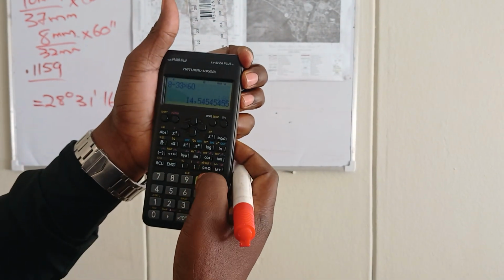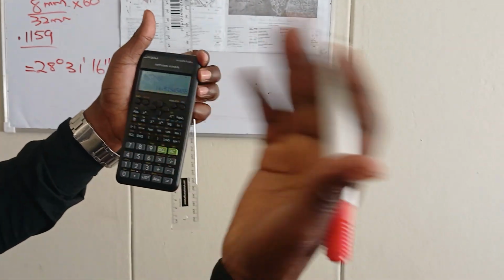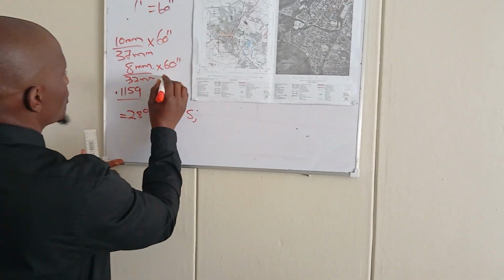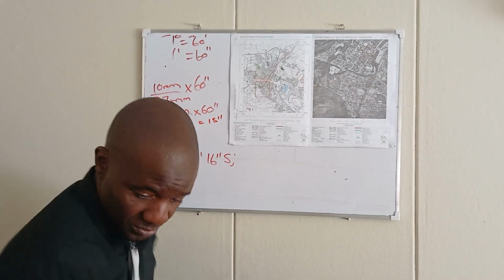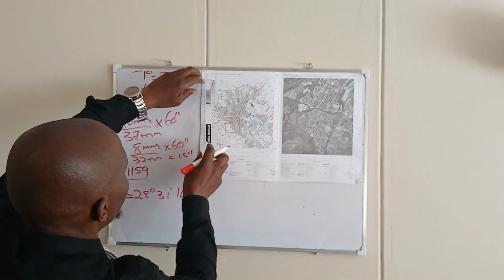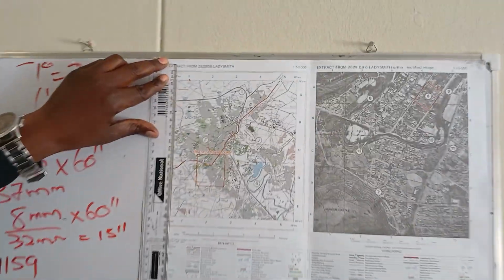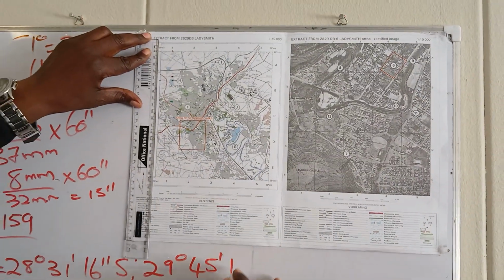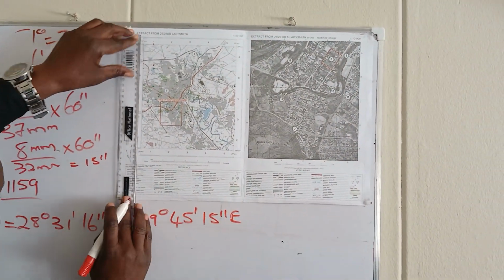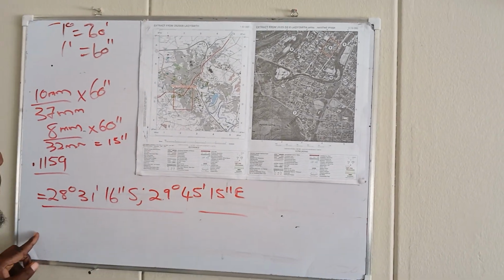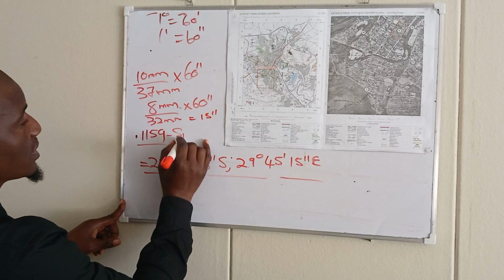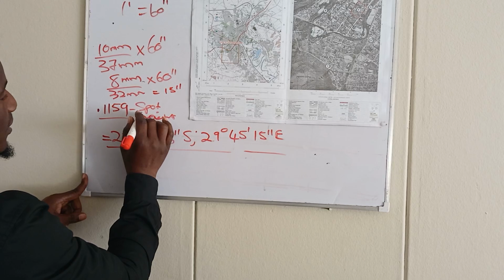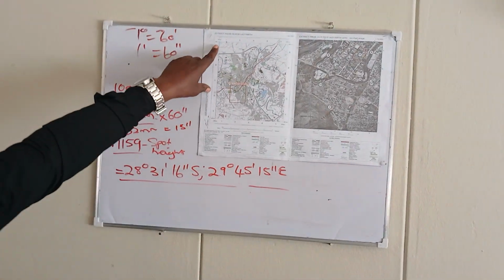Then what do I get? I've got 14.5. I'll just convert it to the next number, which will be 15. So I'll have 15 there, which is equal to 15 what? Seconds. So let me check my longitude. Here I've got 29 degrees, 45 minutes and 15 seconds east. So this is how you do it. These are the coordinates of spot height 1159, which is in block A1.